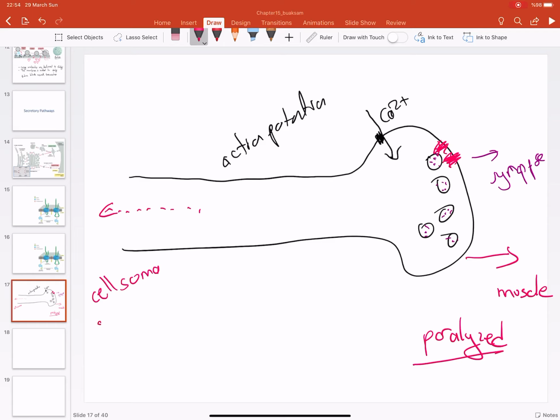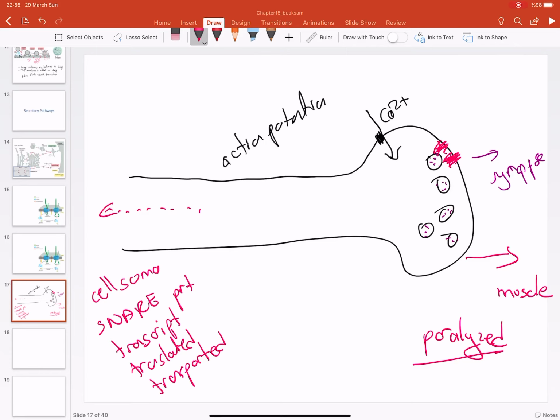So the snare proteins are going to be transcribed from the genetic information, and they're going to be translated, and they're going to be transported to the axon terminals, to the nerve terminals. But of course, in the microscopic world, this is a very long way. So all this transcription, translation, and transport of these proteins and coming until here and reaching a sufficient level to regain the movement of the muscle takes like months. This is why people recover from the Botox action within months.